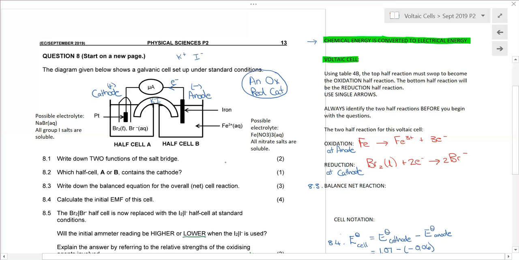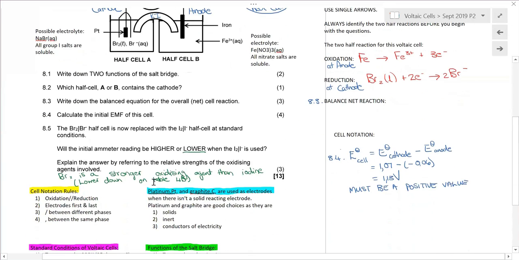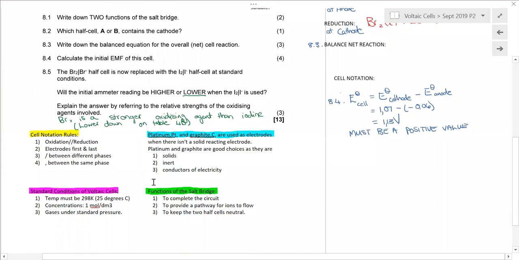Write down 2 functions of the salt bridge. In my notes down here, I have the functions of the salt bridge. This can be a 3-mark question. The salt bridge is there to complete the circuit, to provide a pathway for ions to flow, and the reason for that is it conducts the current through the solutions, and also it keeps the 2 half cells neutral.